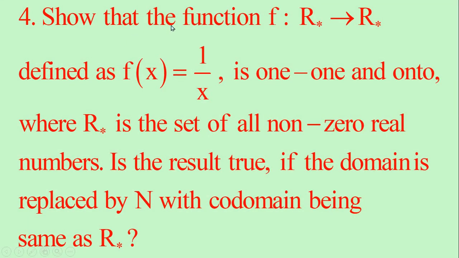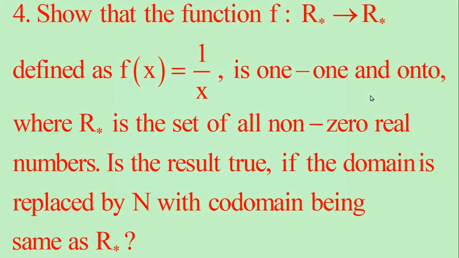So next problem, show that the function f from R star to R star defined by f(x) = 1/x is 1-1 and onto, where R star is the set of all non-zero real numbers. Is the result true if the domain is replaced by N with the codomain being the same as R star? So here R star means the set of real numbers without 0, and here the function f(x) is 1/x. You have to show that this function is 1-1 and onto.